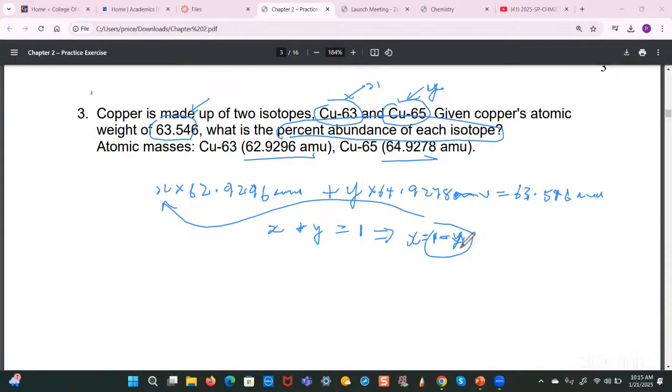But I'm quite sure you're able to solve this problem from this step forward. All you have to do is put 1 minus Y where X is, and then you solve for Y. Once you solve for Y, you subtract Y from 1, and that gives you X. That will give you the abundance of both copper 63, which is X, and copper 65, which is Y. If you have any questions, feel free to contact me in person or on Skype if you're encountering any difficulty while solving this problem.